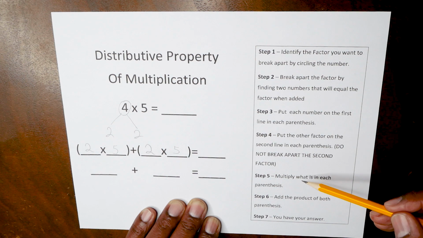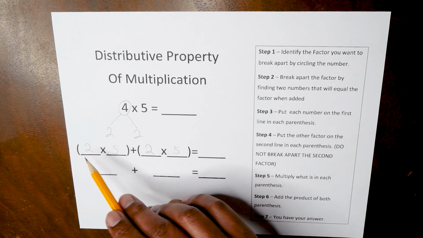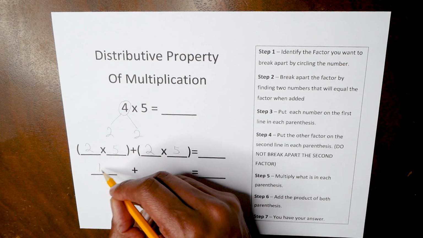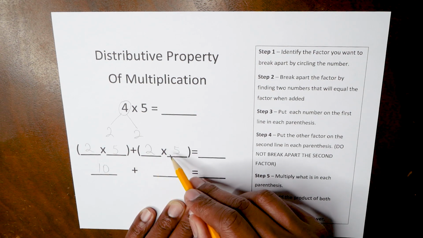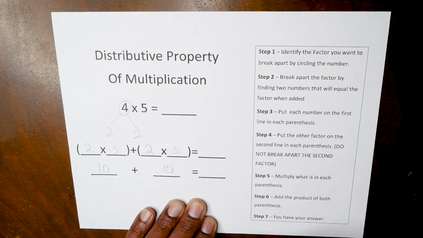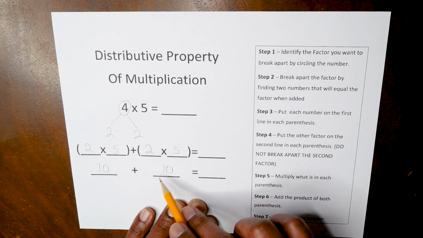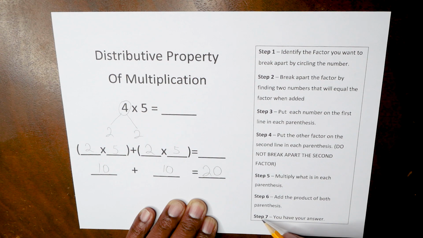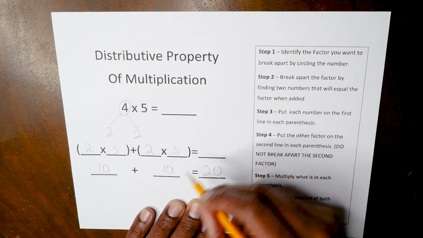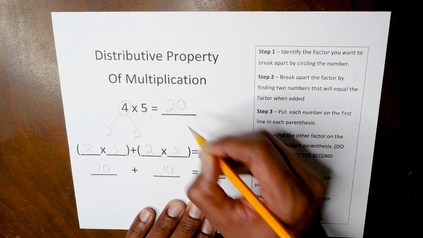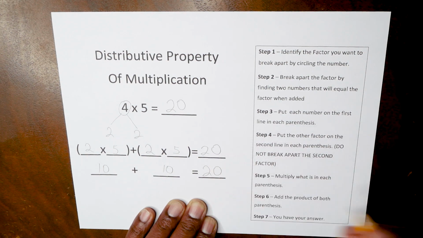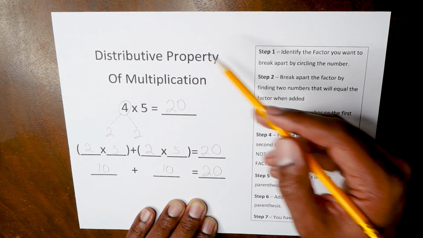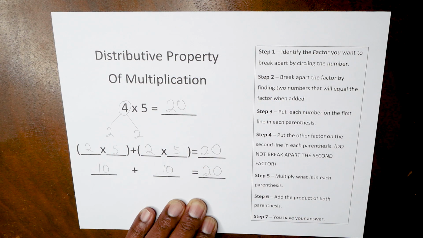After that, I'm going to multiply what is in each parentheses. 2 times 5 equals 10. 2 times 5 equals 10. Step 6. Add the product of both parentheses. 10 plus 10 equals 20. So my answer, step 7, is 20. So I can put 20 here. I can put 20 here. And there I have my answer. This is distributive property of multiplication.